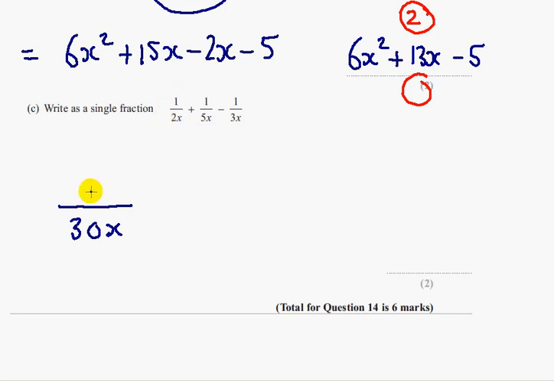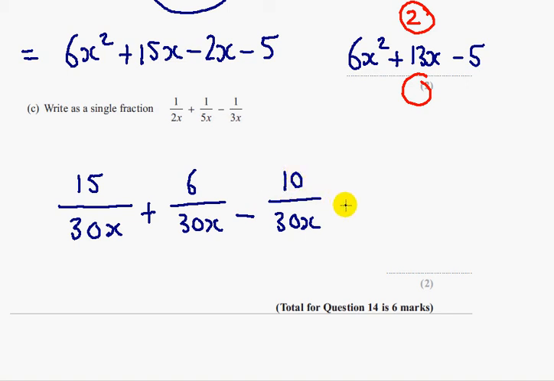Okay, so 30x. So for this one, we had to multiply it by 15. So we have to multiply the top by 15. Now, 1 over 5x, we had to multiply the denominator by 6. So we have to multiply the top by 6. Minus, we had to multiply this one, the denominator by 10. So we're going to times the top by 10. Now we can write this as a single fraction. And that is 15 add 6, which is 21. Take away 10, which is 11. So we're going to have 11 over 30x. And that's the final answer.